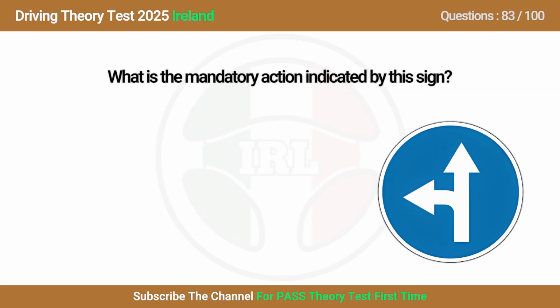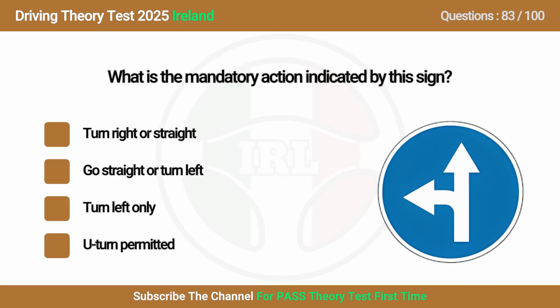Question 83. What is the mandatory action by this sign? A. Turn right or straight. B. Go straight or turn left. C. Turn left only. D. U-turn permitted.